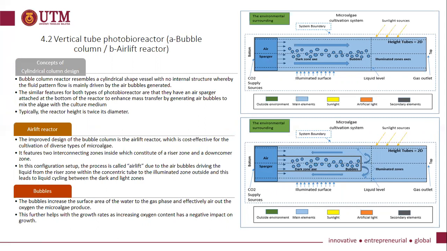For the airlift reactor, it features two interconnected zones, a riser zone and a downcomer zone. In this configuration, the process is called airlift due to the air bubbles driving the liquid from the riser zone within the constructed tube to the illuminated zone.